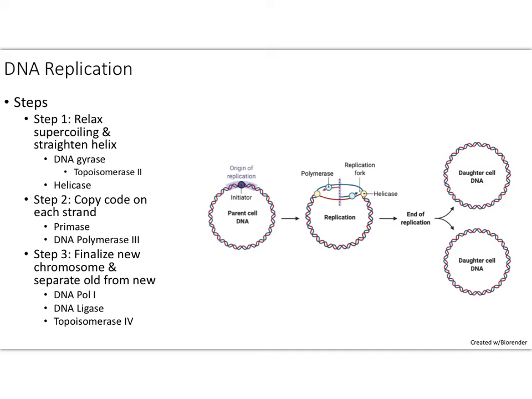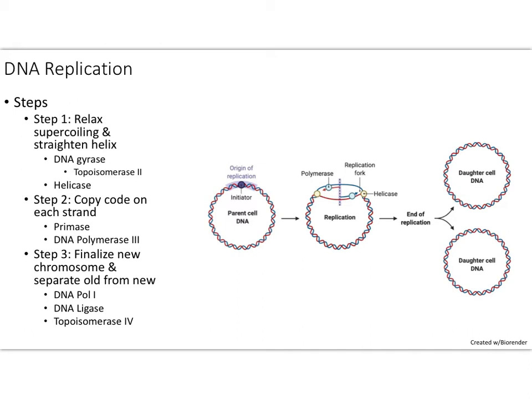There are a couple of enzymes involved in this first process of relaxing the supercoiling and straightening out the helix, and that is DNA gyrase, also called topoisomerase 2, and helicase. DNA gyrase does most of the work with relaxing the supercoiling and kind of taking it out of that ball form and straightening it out and kind of stabilizing the molecule during that process. And then helicase is going to go ahead and separate the backbones from each other.